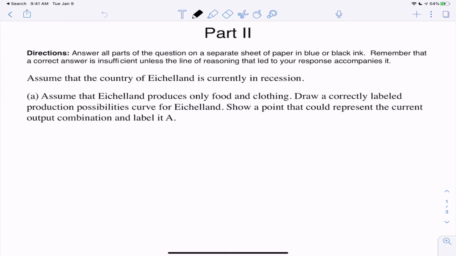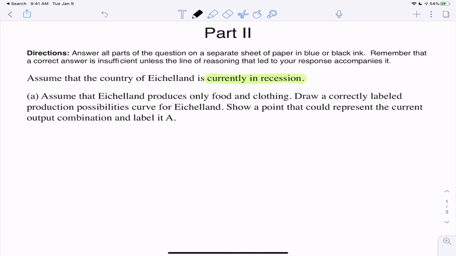All right, today we are taking a look at a slightly modified AP Part 2, representing all the Buffalo Sabres fans out in the universe there. All right, actually I added another question as well to this. So, all right, assume that the country of Eichel is currently in a recession. This is going to be important information, so let's make a note of that.